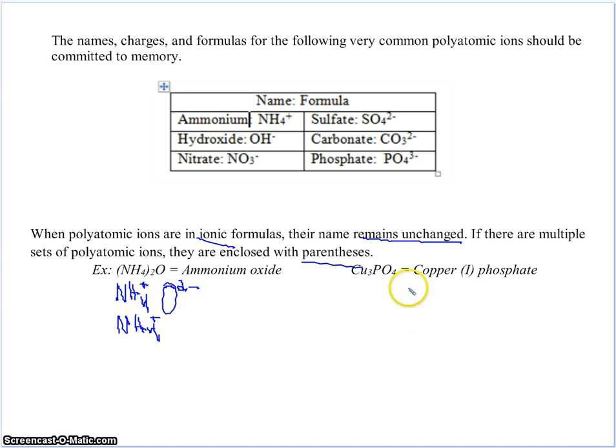And then copper 1 phosphate. So this is actually 3 Cu pluses, and then 1 phosphate, which is PO4 3 minus. That's one of the ones you're supposed to remember. So notice the 1 means that it's copper 1 plus. So it's not phosphide. If it were phosphide, it would be like this. It would just be P, right? Because it's coming from phosphorus. It would be phosphide. But phosphate, it's a polyatomic ion. So you got to watch out for that.